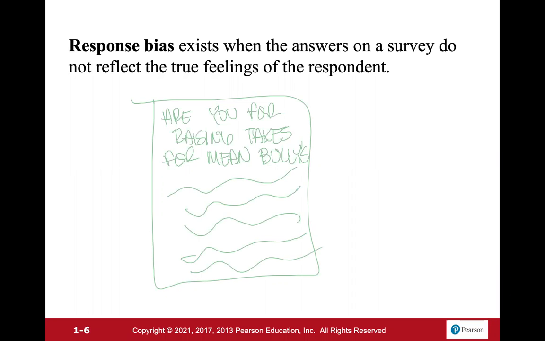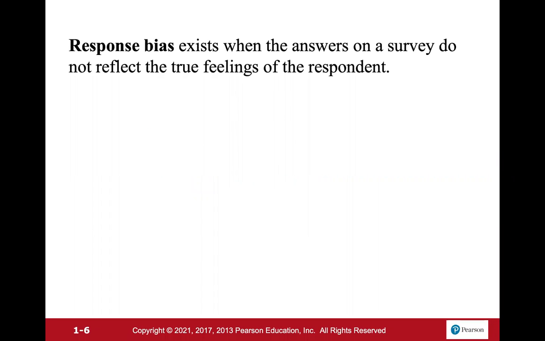When in reality, it might be raising taxes for some sort of school fund, or for, I don't know, a STEM center for an elementary school, or extra PE time, or something different like that. So response bias is you looking at these questions and you're like, I don't want to support these bullies. And you're being forced to say something that you don't actually believe in, when in reality, you do want to support kids and their education and stuff like that.